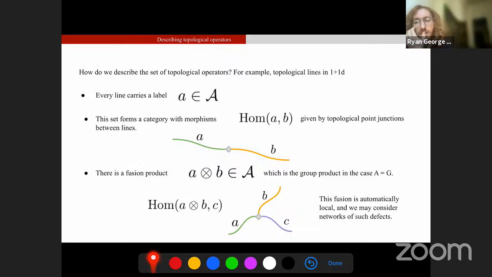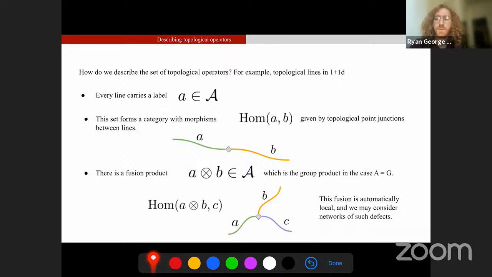Okay, so how do we describe the set of topological operators? So let's think about topological lines in two space-time dimensions, because it's definitely the simplest. So we'll say that every line carries some label. But moreover, when we have two lines, we can think about point junctions. So topological point operators that could be inserted as a junction between lines A and B.